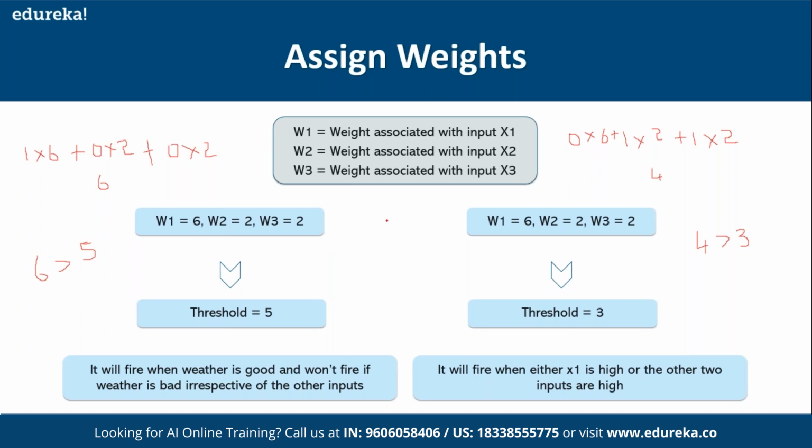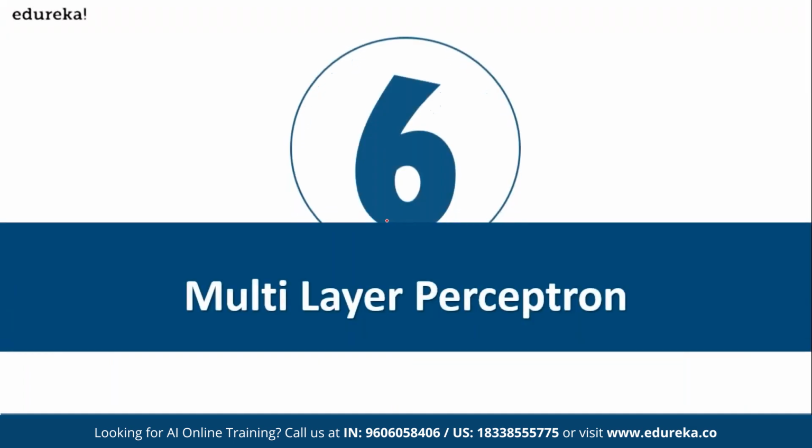This way, the weight assigned for every input, when we keep changing, we keep seeing how exactly they behave and then get to our output. So with this, let's go ahead and see what is the multi-layer perceptron.